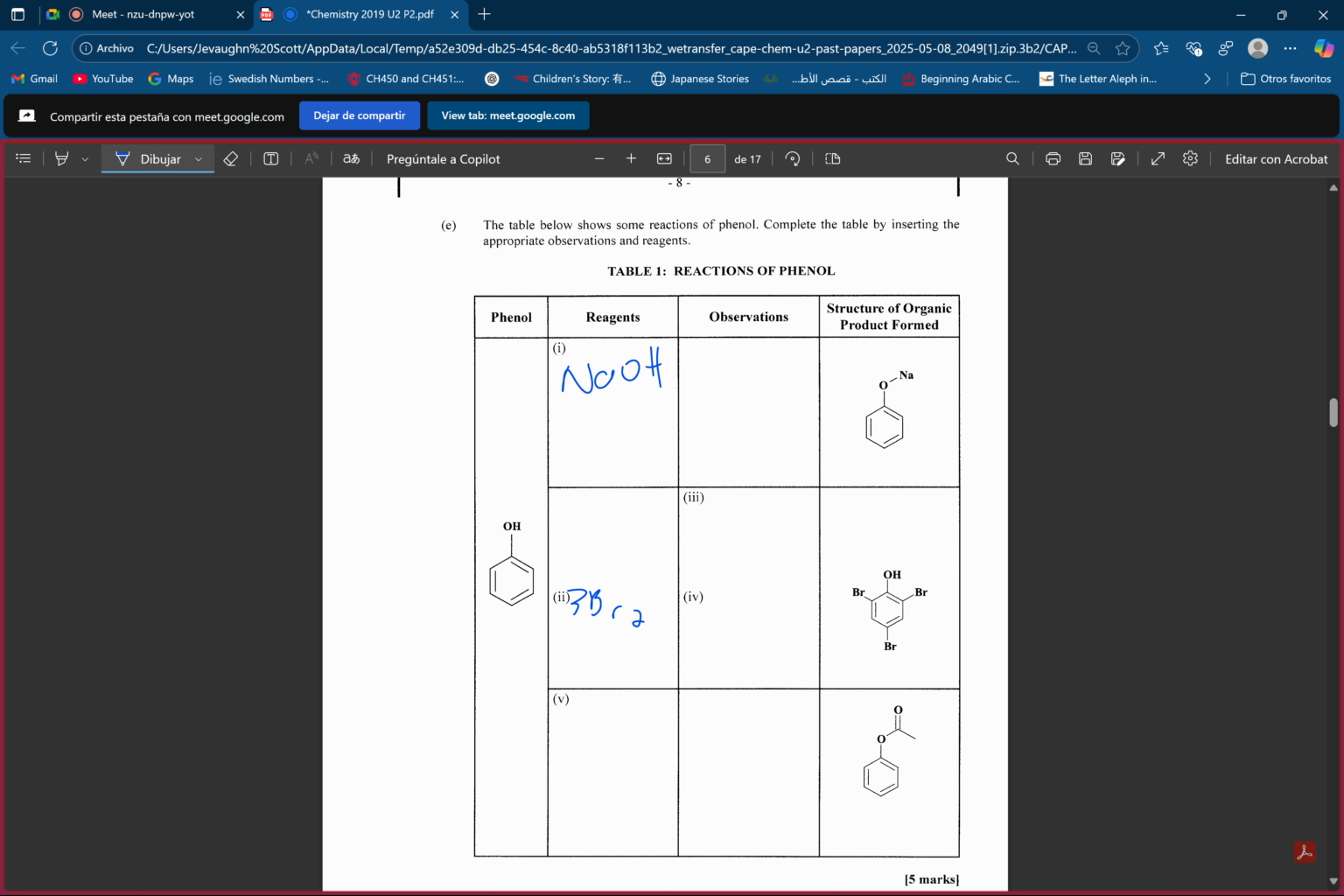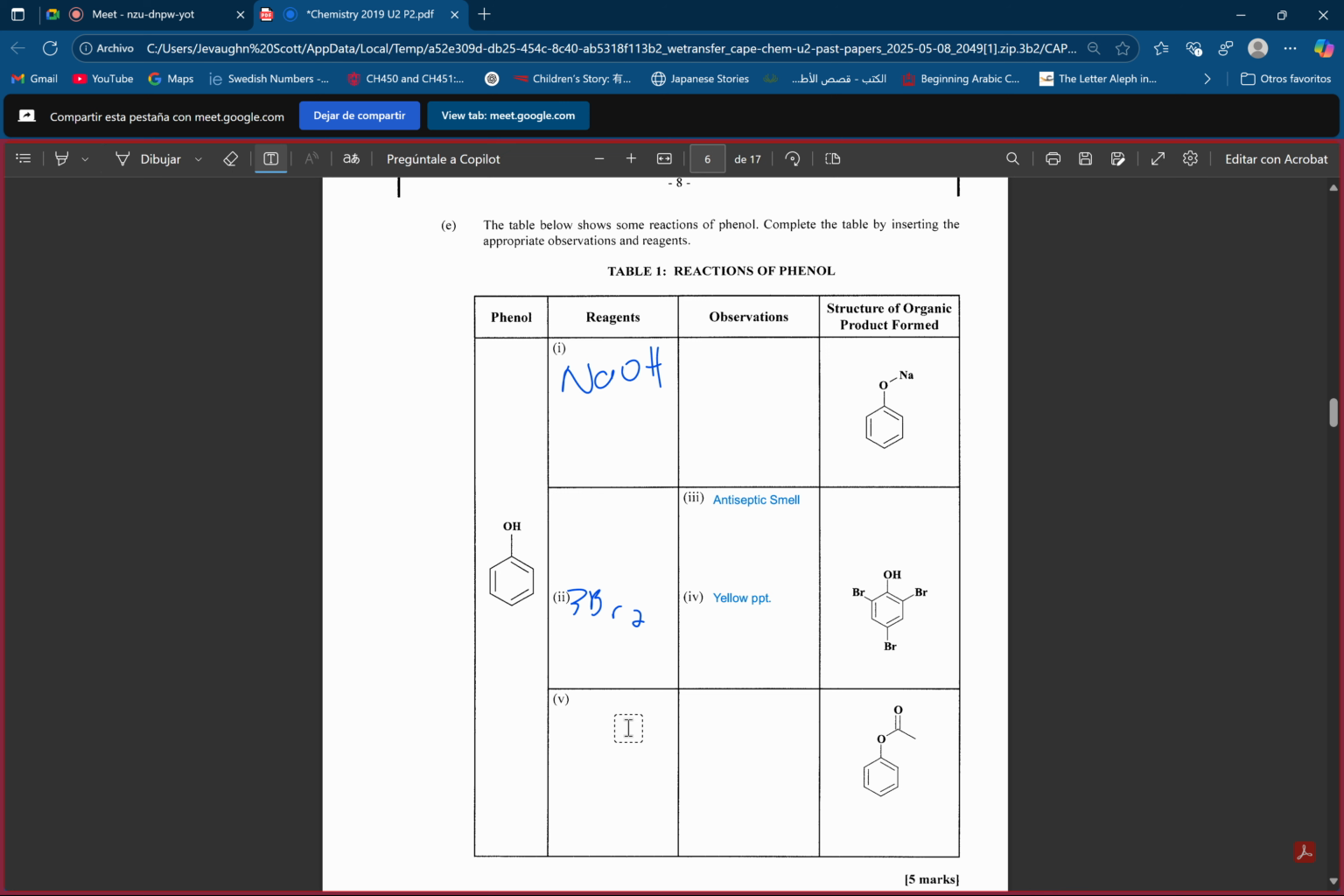Yes, and we're going to end up with that now. What are the observations? Observations for tribromophenol: we're going to not only get an antiseptic smell, but we're also going to have a yellow precipitate, a yellow-brown or golden precipitate, right? Going to end up with something like that.